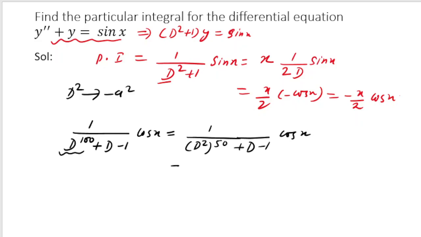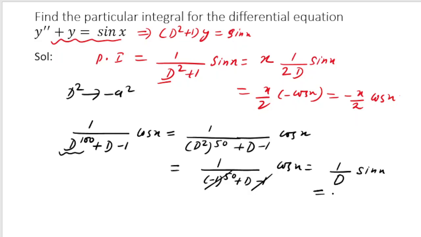So I can basically write D square as minus 1. So I will write minus 1 to the power 50 plus D and minus 1. So this is 1 and this is minus 1 will cancel, right? So in the end I will just get 1 by D of sin x. 1 by D is basically the integration, so that is equal to minus cos x. Sorry, it was cos x here. Actually I am thinking too fast. So basically it is 1 by D of cos x. So what I get is sin x.